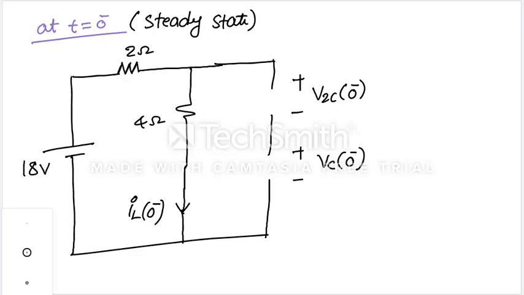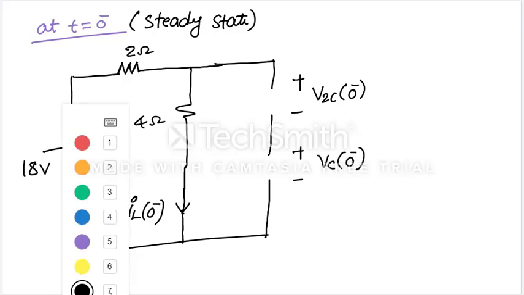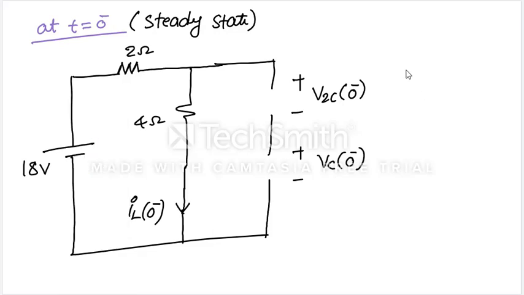Now tell me IL of 0 minus. How much is IL of 0 minus here? IL of 0 minus is 18 by 6. So how much is it? 3 amperes. And then this total voltage, how much is this total voltage? 12 volts. And this 12 volts will divide across this capacitor as well as this capacitor.